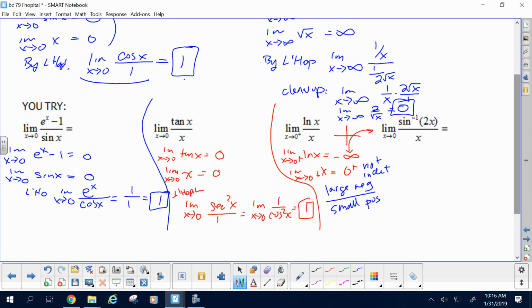The top is a large negative. The bottom is a small positive. Will it be negative or positive? Negative. And if you take a large number divided by a small number, what do you get? A really big number. It's not indeterminate.